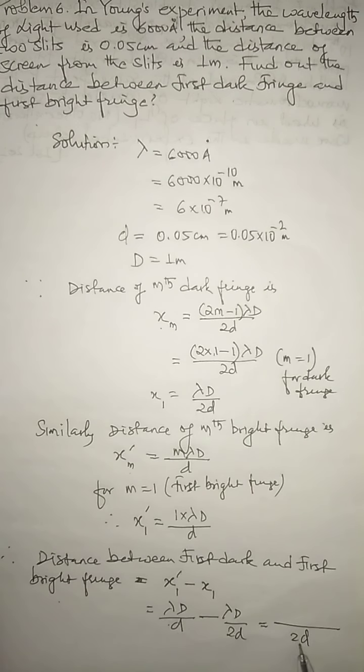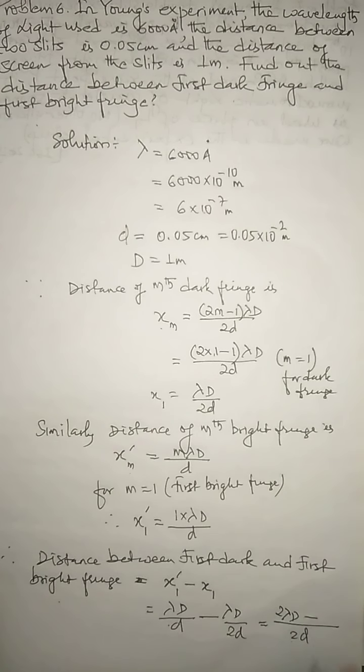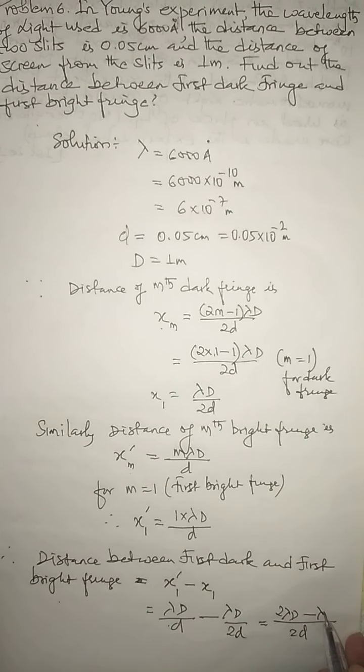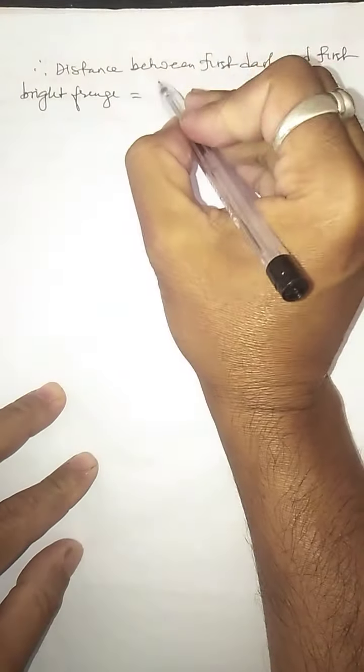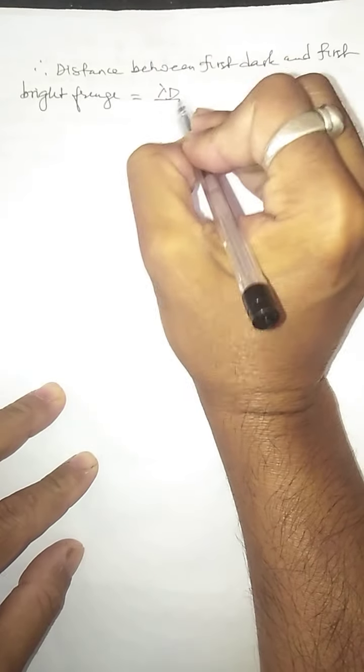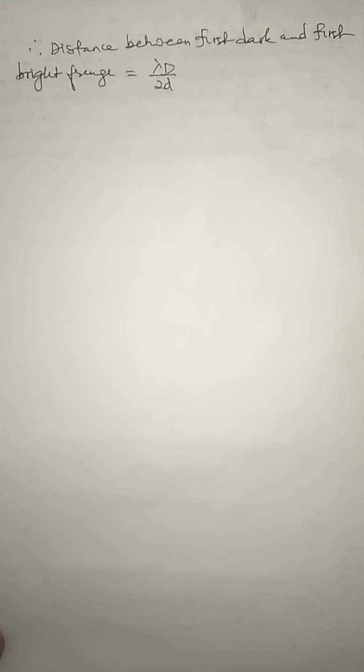Now d divided into 2d is 2. 2 into lambda D is 2 lambda D. Minus 2d divided by 2d is 1, and 1 into lambda D is lambda D. Now 2 lambda D minus lambda D means lambda D only. So it is coming lambda D by 2d.